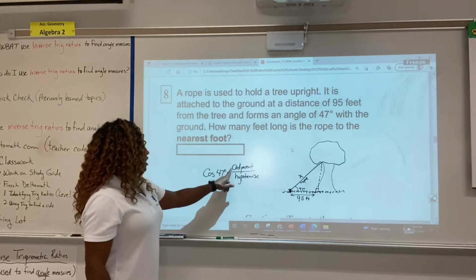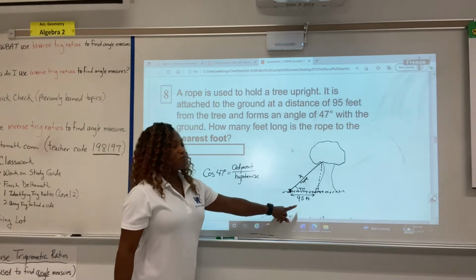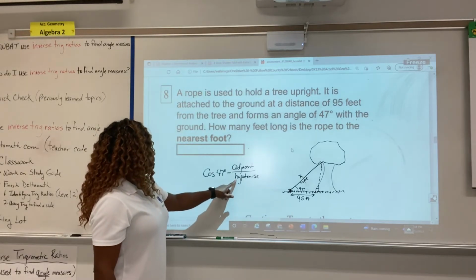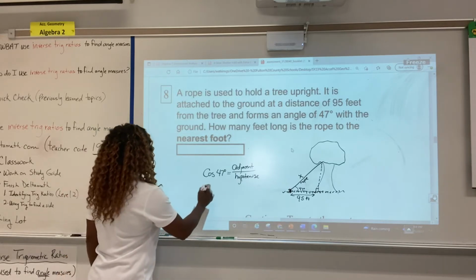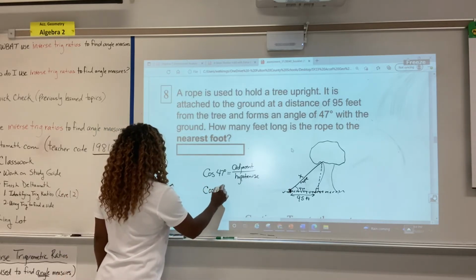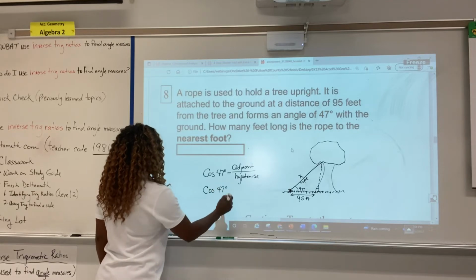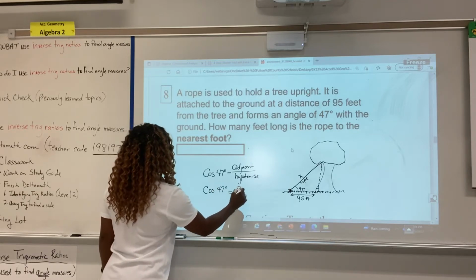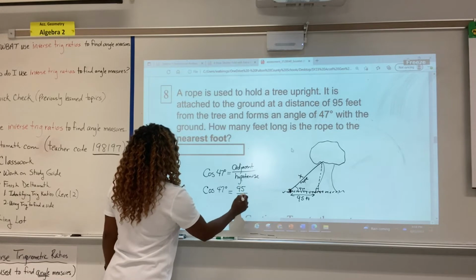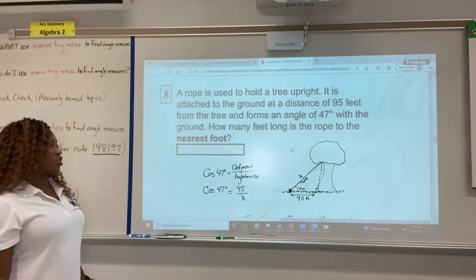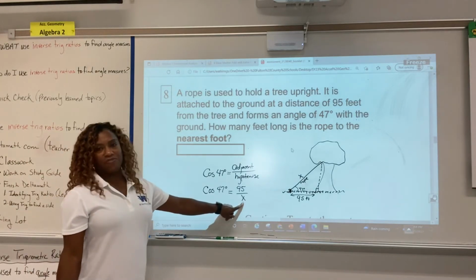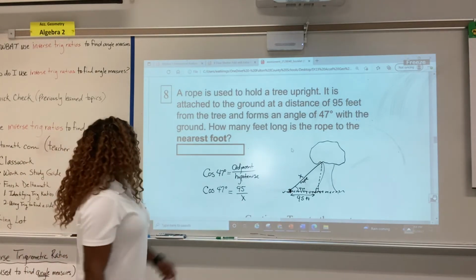Now, what is that adjacent side? It's 95. And what is the hypotenuse? It is the unknown, the rope. So here's the equation: cosine 47 degrees is 95 over the hypotenuse, x. All right, so this is the equation we're going to solve. Now we need to find out what the x value is. We're going to solve for x. How do we do that?